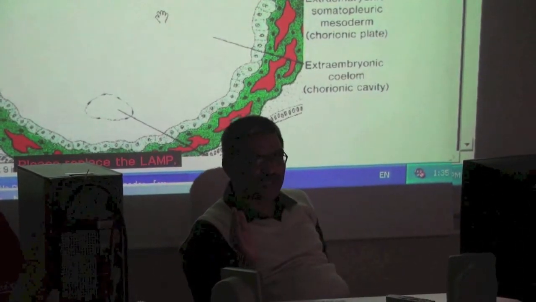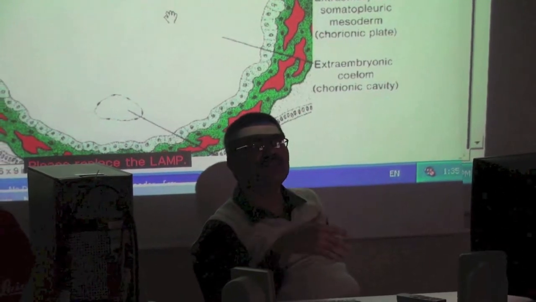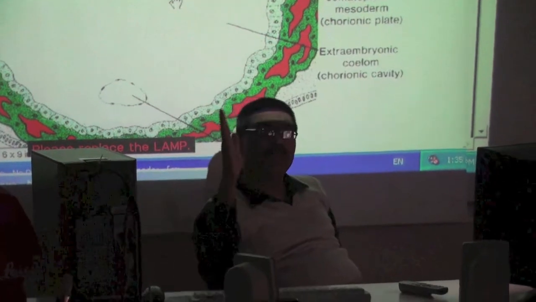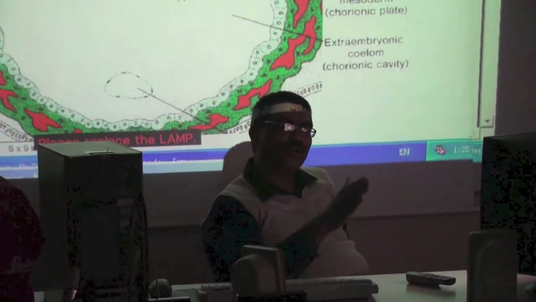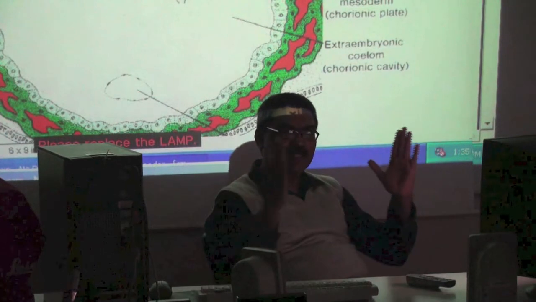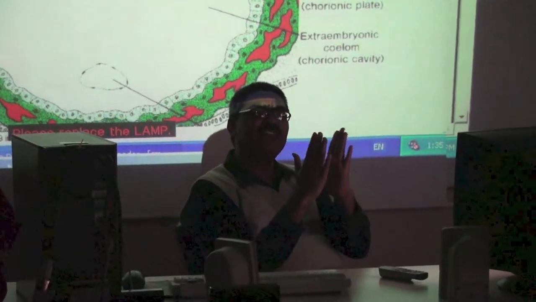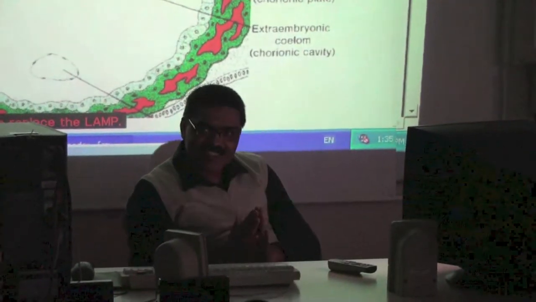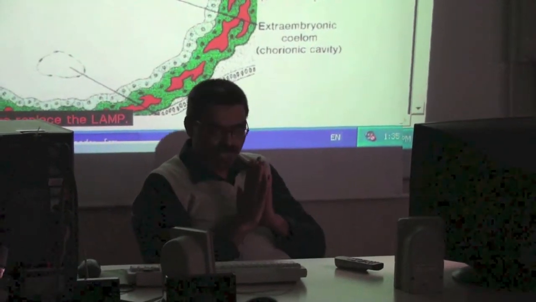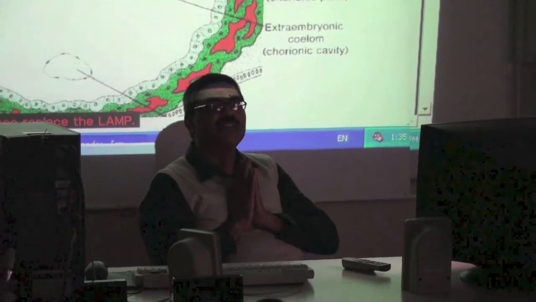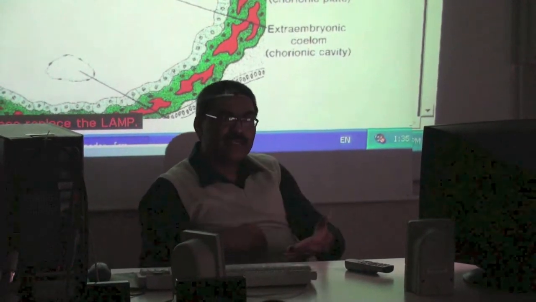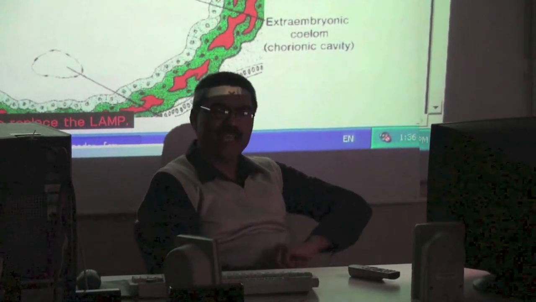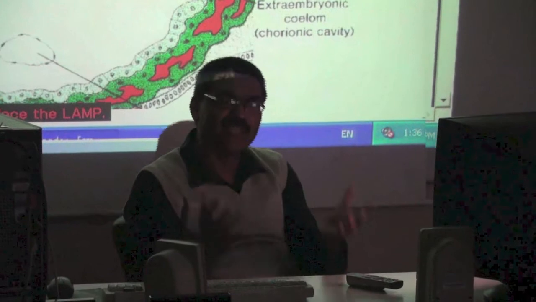I have seen so many books, even Gray's and Langman, and you will not find this tertiary yolk sac. It's only the primary yolk sac and then the secondary yolk sac, and the secondary yolk sac becomes smaller and smaller. Finally, we give it a name like the vitelline duct or vitellointestinal duct. We don't say tertiary yolk sac. So in our classes we follow the standard terminology, because you should not be confused. If somebody has told you about tertiary yolk sac, you may be right.